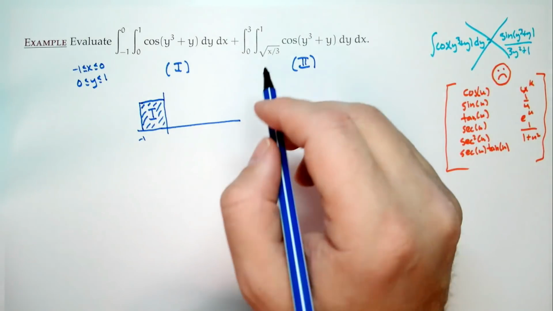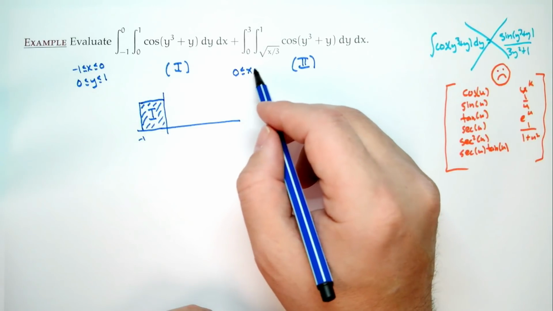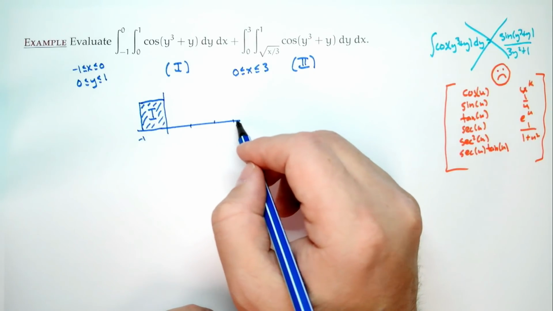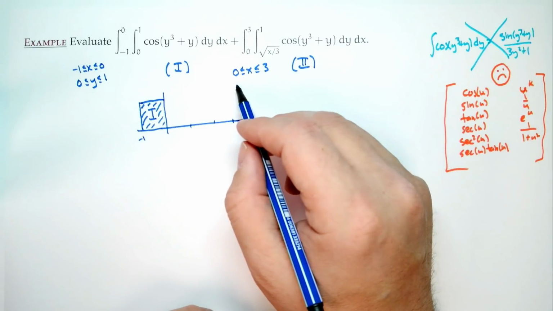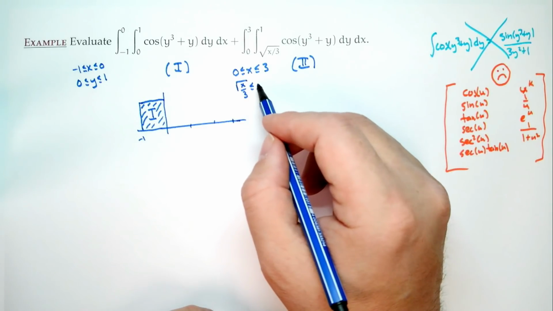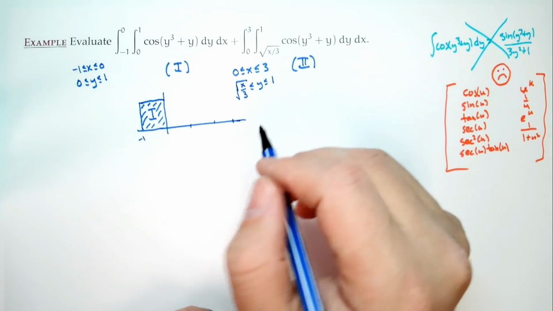Now, integral 2 says what? Well, 0 less than or equal to x less than or equal to 3. So we're going to go out to 3. So let's say that's 3 there. And then for y, we go from square root of x over 3 less than or equal to y less than or equal to 1. Now, what's true?